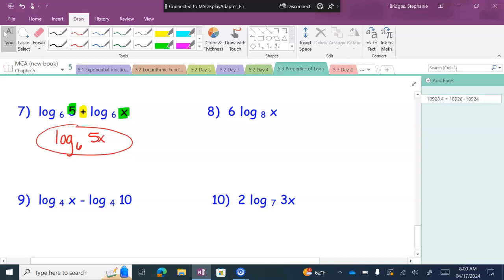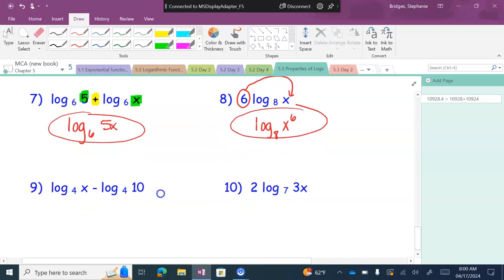Number 8, do I have a number in front of my log that needs to go as an exponent? Yes. So I'm going to take that and put it as an exponent just on the argument. The log and the base stay the same, and that is now going to be written as x to the 6th. Do I have any other addition or subtraction that I need to get rid of? No. So that's all I can do here.